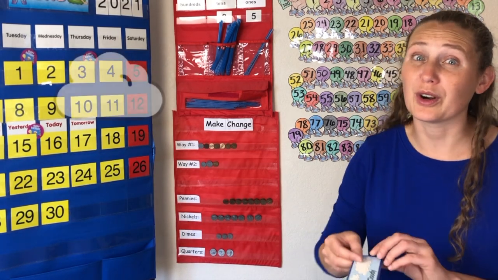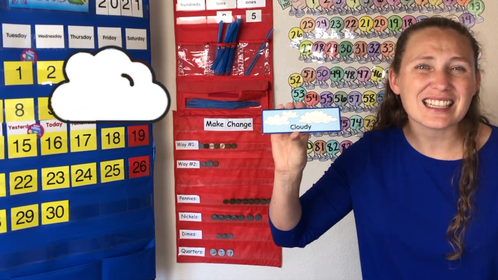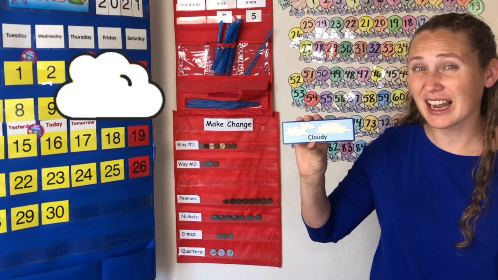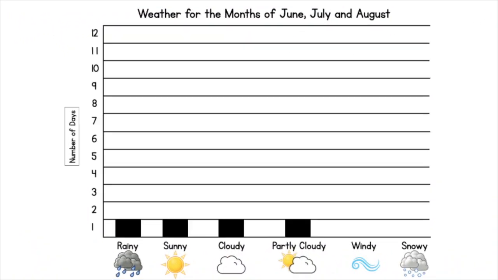Today, we're having a cloudy day here. Let's add cloudy to our calendar time weather bar graph. Let's make the bar a little taller above cloudy. This is our second cloudy day of calendar time. We've also had 1 rainy day, 1 sunny day, and 1 partly cloudy day during June, July, and August.